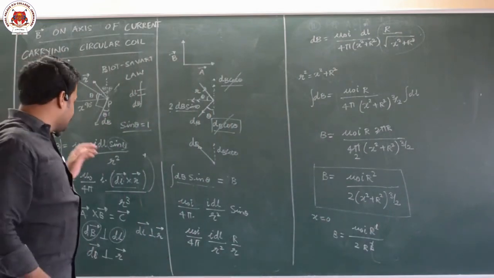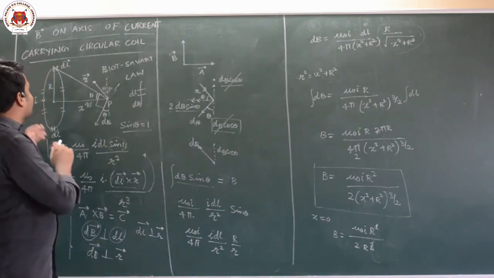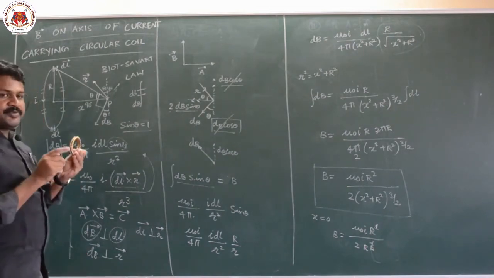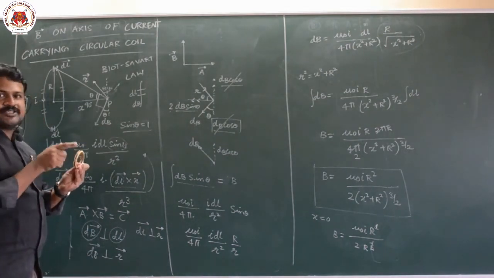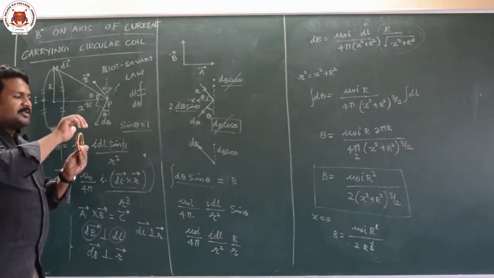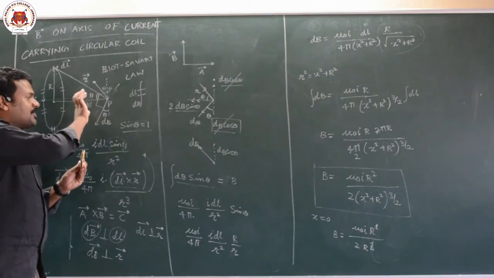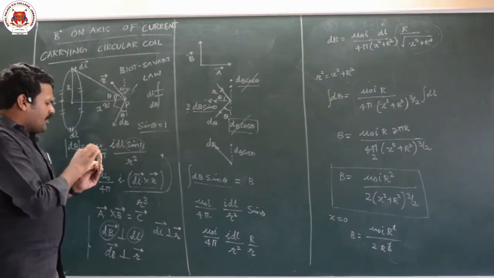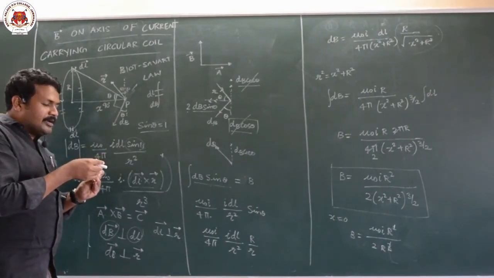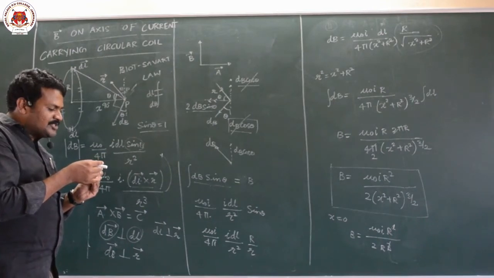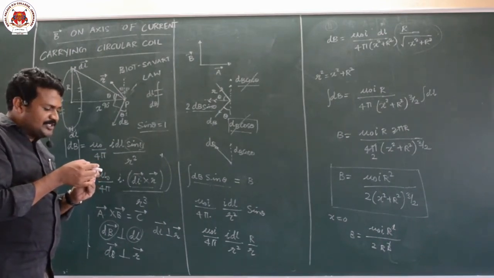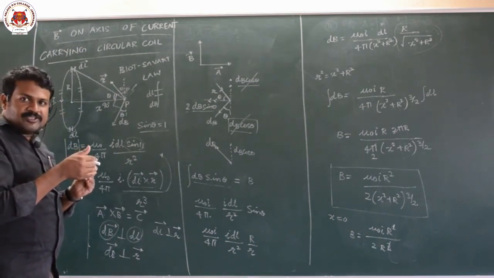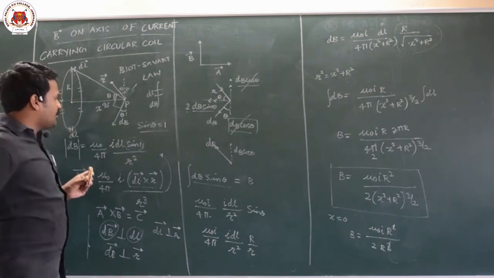Let's once again have a recap. The coil is present in the YZ plane, so you have to understand this very carefully. Current is flowing like this. Here I took a small element. The magnetic field due to the small element at the point of observation is in this direction. The angle between dl and r will always be 90 degrees. That's why I took sin θ equal to 1.